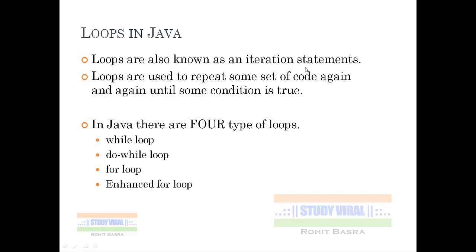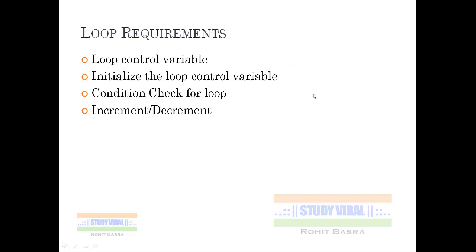Now let's see our requirements for a loop. Basically, the traditional loop requires four things. The first one is the loop control variable. Second, initialize the loop control variable. Third, the condition check for the loop, that is the boolean condition. It should be true or false. And the fourth one is to increment or decrement the loop control variable. It also depends upon what kind of loop we need to implement.